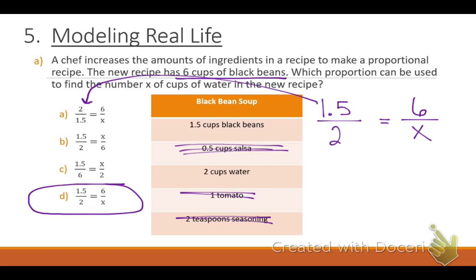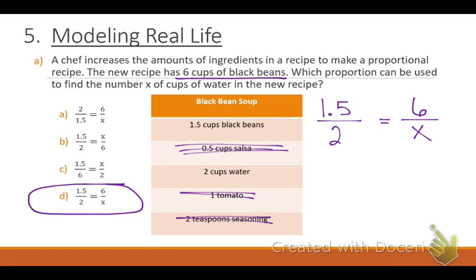Look at B. Why is B wrong? Okay. So they did beans over water and then water over beans. Did you hear, Colin? This was beans, right? 1.5 over water. But then on the other side, they did water over beans. They didn't compare the same unit on both sides. B will not work. B will not give you the right answer.